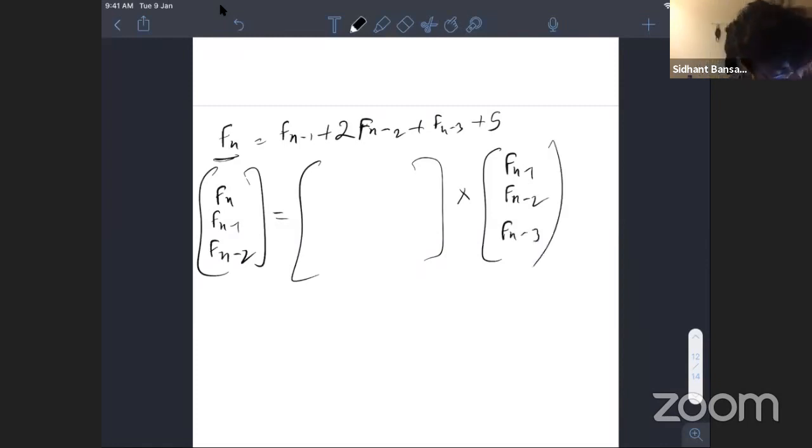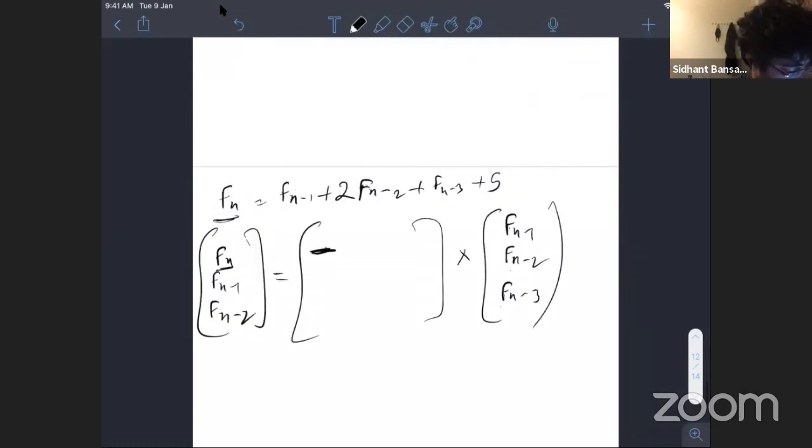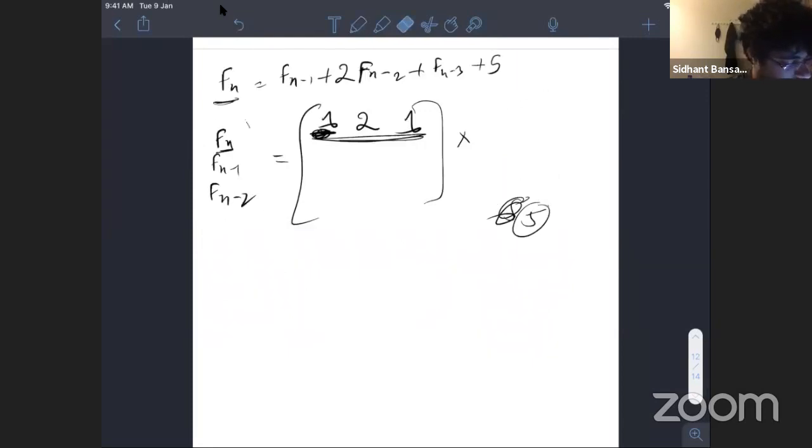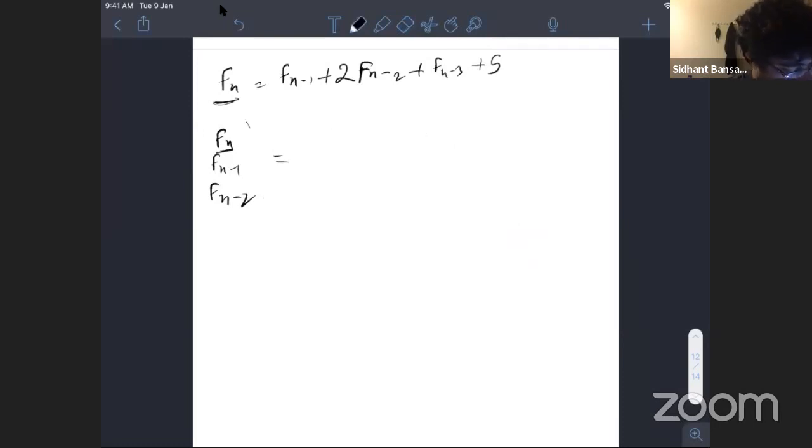Now what will be the first value of the matrix? Notice fn is what? It's the combination of these 3 guys, right? So it's going to be 1, 2, 1. But we also need a 5, right? Notice we also need a 5. So this is actually incorrect. You actually need another dimension, which is 1.